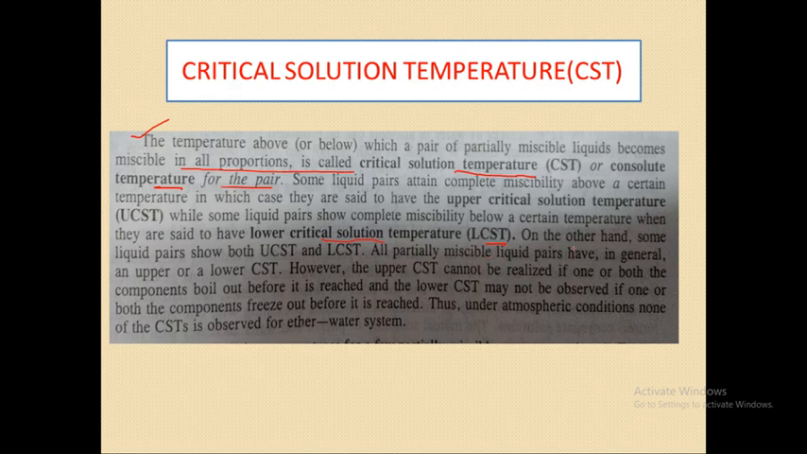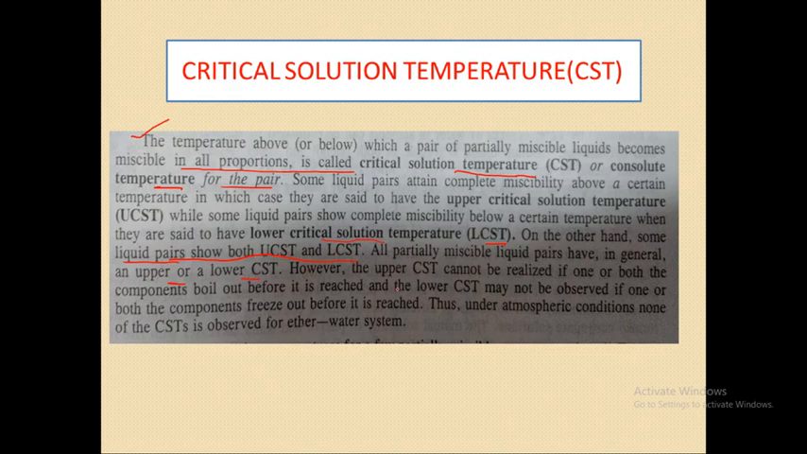But on the other hand, some liquid pairs show both lower critical solution temperature as well as upper critical solution temperature. Some solutions can show both temperatures. All partially miscible liquid pairs have, in general, an upper or lower CST.